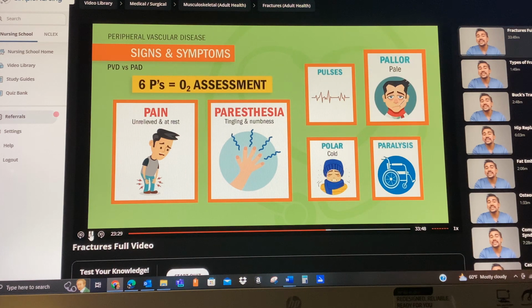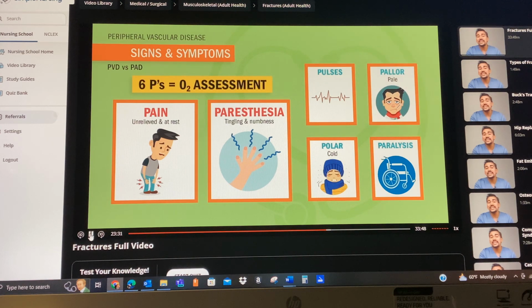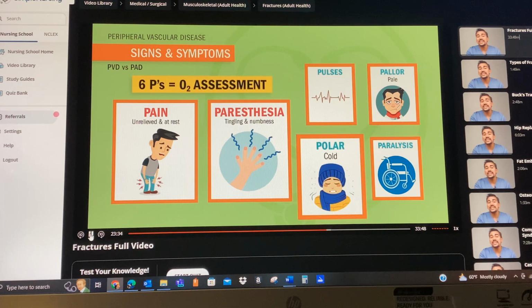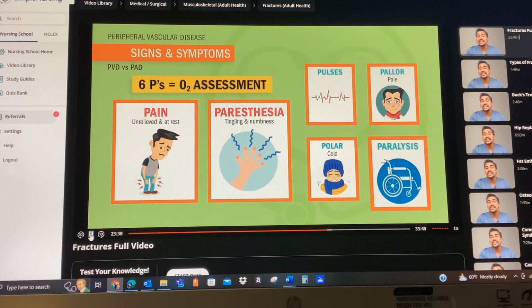And pallor is just the paleness from that low blood flow. We use the word polar, which the leg gets cold like a polar bear, since the leg lacks that warm blood flow. And lastly, paralysis, the inability to move the limb, like a paralyzed patient. Just think the limb is passed out from that lack of oxygen.